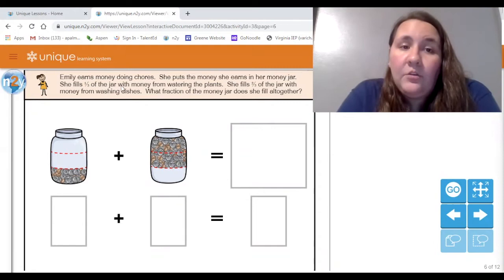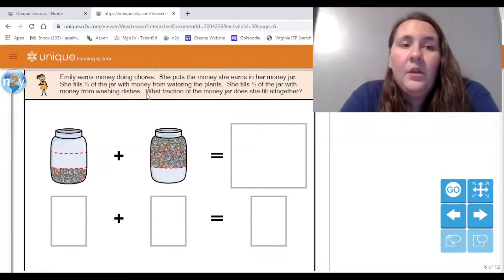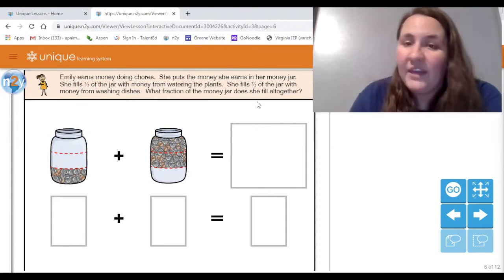Emily earns money doing chores. She puts the money she earns in her money jar. She fills 1/3 of the jar with money from watering the plants. She fills 2/3 of the jar with money from washing dishes. What fraction of the money jar does she fill all together?